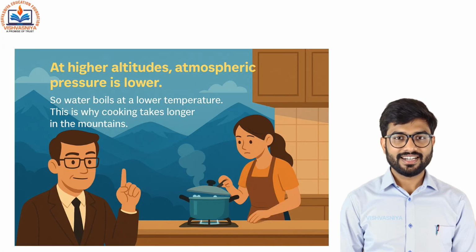Why does water boil faster in the plains than in the hills? That's a very smart question. At higher altitudes, atmospheric pressure is lower. So water boils at a lower temperature. This is why cooking takes longer in the mountains.